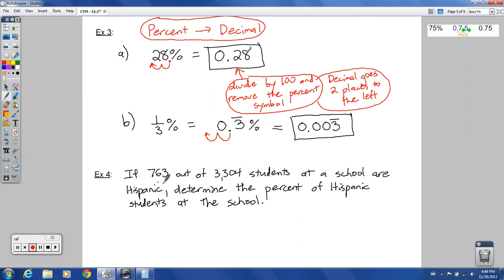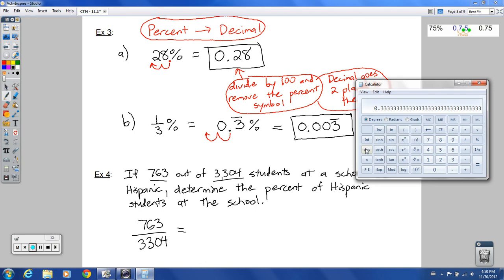So what's your important information here? Well, I would say this and this, you got to use those two numbers here. 763 out of. When you hear that phrase out of, you should be thinking divided by. So something out of something would be like this. 763 out of the total 3,304. After that, that would be really tedious to do using long division.